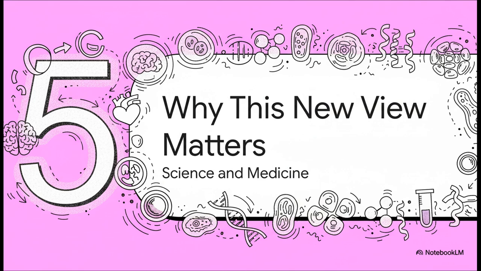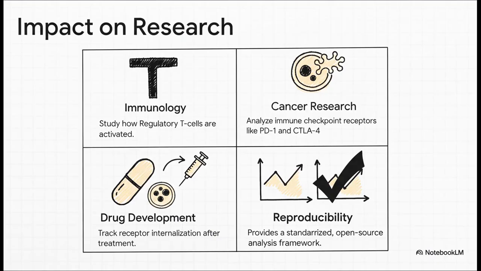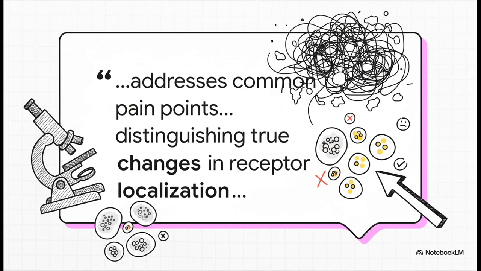So, okay, we can see proteins moving around. What's the big deal? Why does this new view matter so much for science and ultimately for medicine? Oh, the impact is just massive. In immunology, this is crucial for figuring out how key immune cells get activated. For cancer research, it lets scientists get a much better handle on immune checkpoint receptors, the main targets for some of the most exciting cancer drugs out there. In drug development, it's a clear way to see if your drug is actually doing what you designed it to do. And maybe most importantly, because it's an open source standard tool, it just makes the science better and more reliable for everyone.